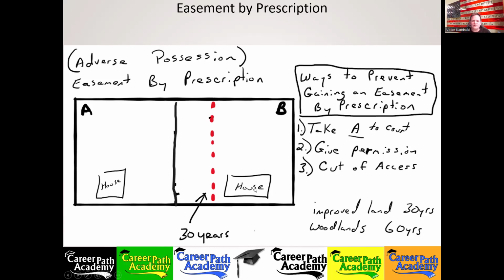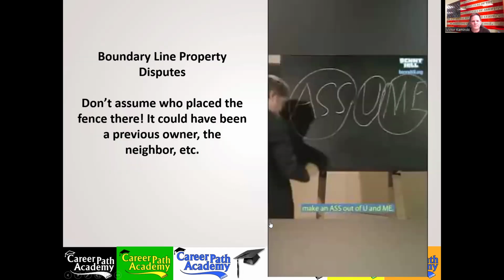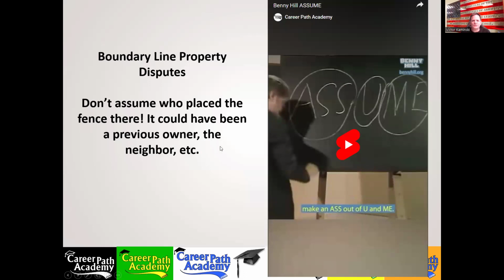And then over the years, owners changed and they forgot who put the fence where and why that fence is there. Maybe surveys were not done. I don't know. It could be various reasons. This could be a few feet. This could be a few acres. Well, what are we talking about here? It could have been lot owner A who put it there. I don't know. Don't assume who placed the fence there. It could have been a previous owner, the neighbor, etc.